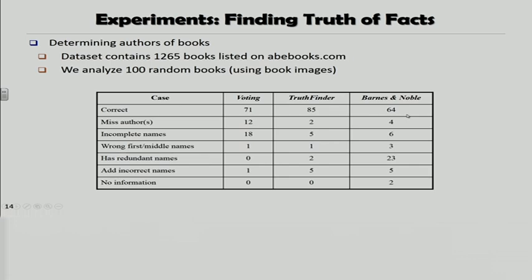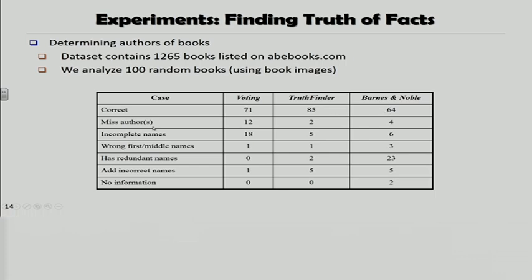Barnes & Noble only got 64. That means Barnes & Noble did make some mistakes. He counts anything as a mistake. For example, even if you miss the middle name, it's a mistake. You count everything. Then TruthFinder got 85, Barnes & Noble got 64.